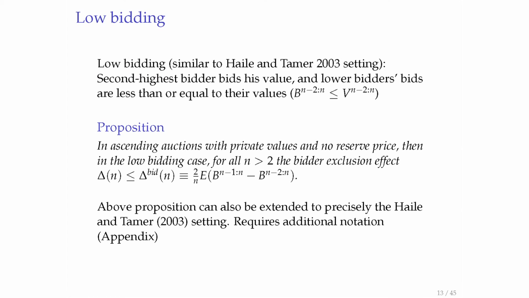If you have a setting of low bidding, similar to the Haile and Tamer 2003 setting, where they say bidders might drop out below their values, planning on jumping in again later, but then they see that their bid gets passed, and so they never jump in later. Then if you have a setting like that, you still end up with 2 over n times the expected gap between second and third order stats being an upper bound on the change in revenue from removing a random bidder.